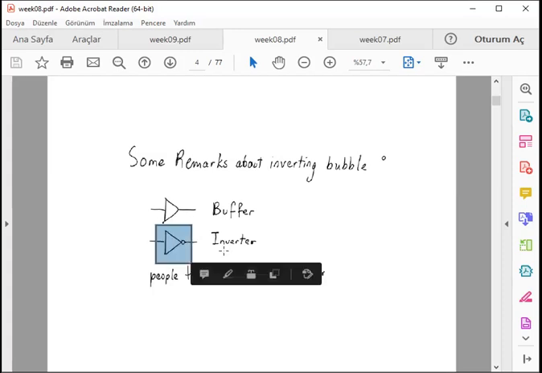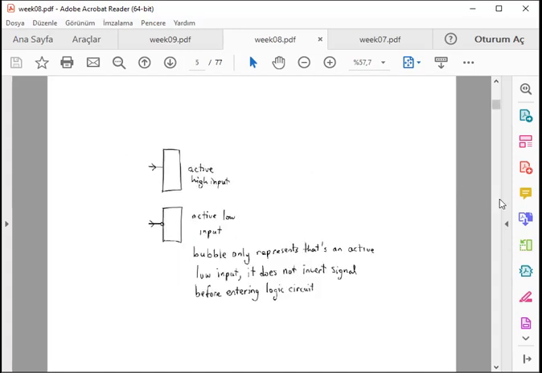Besides, the bubbled one refers to an inverter, which inverts the logic input. And those devices can be either active high or active low input devices. So for any device, especially in microprocessors or a little more complex gates or subsystems, the inputs are either active low or high.